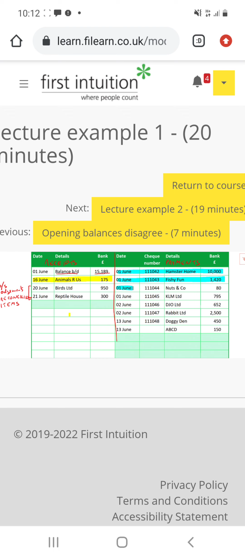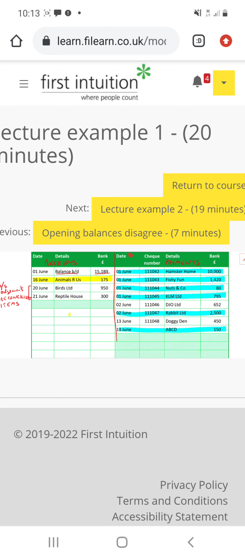So we can find Nuts and Co of 80, and we can find the KLM one, 795. I can't find the 652 to the DJO. I can find cheque 11047 to Rabbit. I can't find that 450 to Doggy Den, which doesn't appear to be anywhere. But I can see a direct debit to ABCD. So those can all be crossed off now, so to speak.